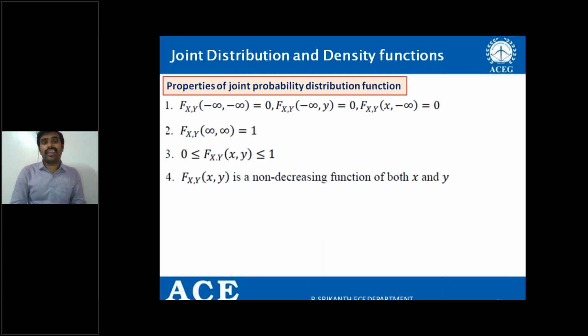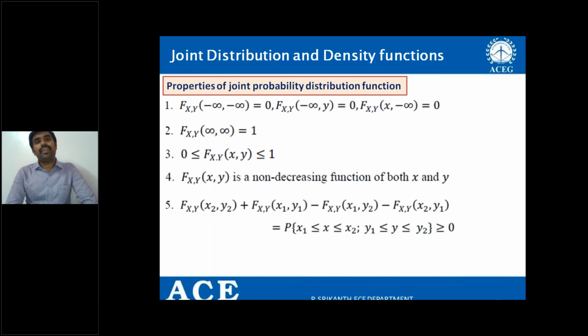That is, how can I write this one? F_{X,Y}(x, y) is a non-decreasing function of both x and y. So with respect to x or with respect to y, the function is always an increasing function. The distribution function is always a non-decreasing function, right?